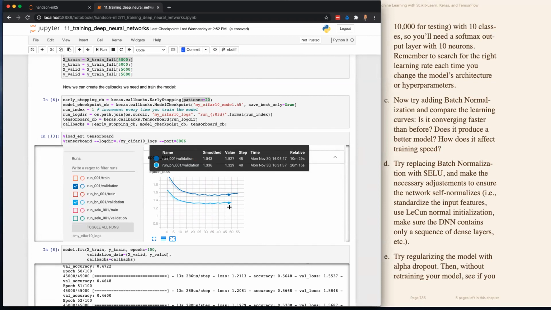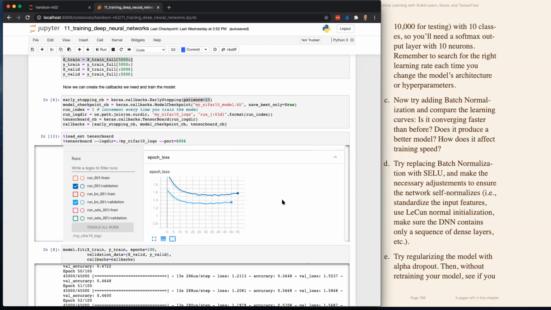So validation loss with batch... Oh no, okay, yeah, sorry. This validation loss is without batch normalization. This is with the batch normalization. So it starts low and then it keeps decreasing. So yeah, there is a difference.